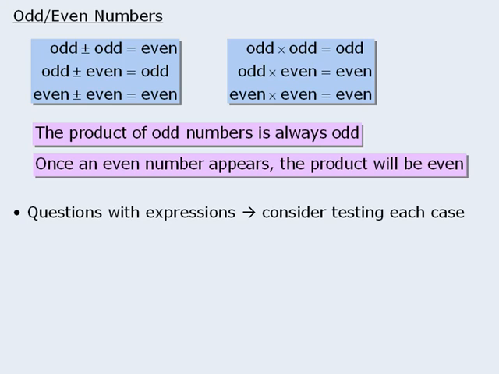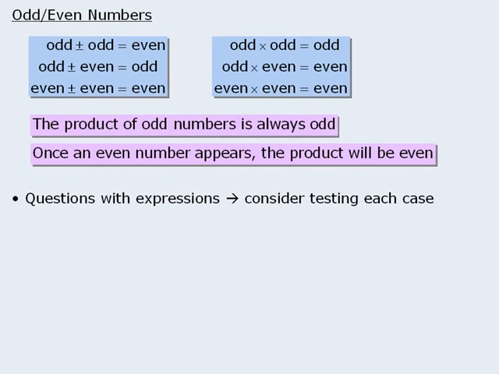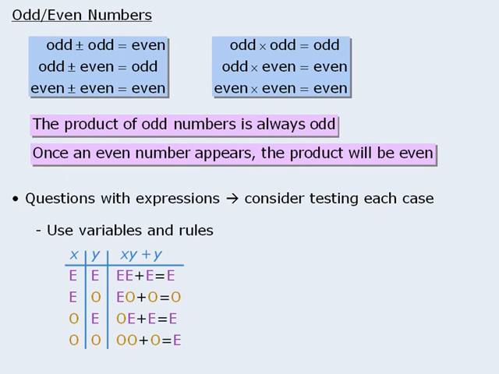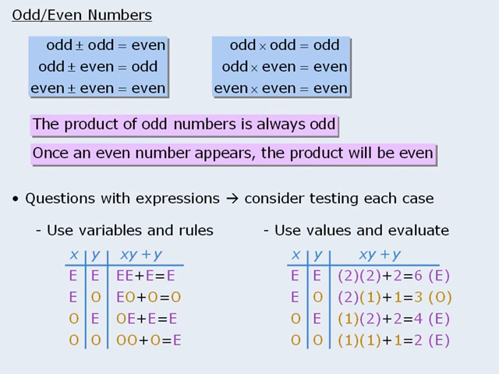Finally, if you encounter a question where you must determine whether an expression is even or odd, you should consider testing each possible case. When doing so, you have two options. You can use E's and O's to represent even and odd numbers, and then apply rules to evaluate each case. Or you can plug in actual even and odd numbers.